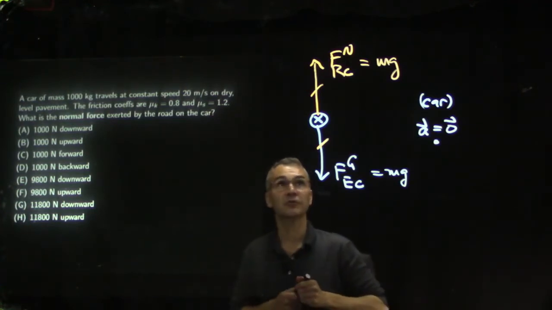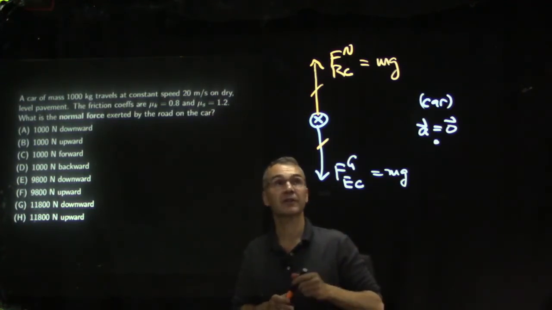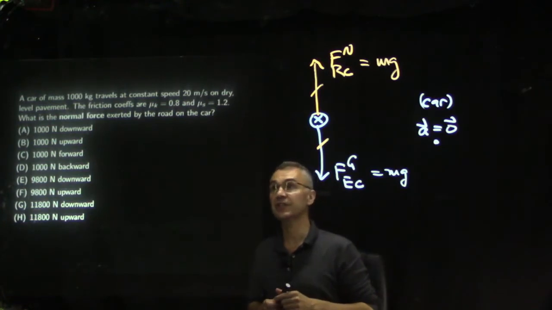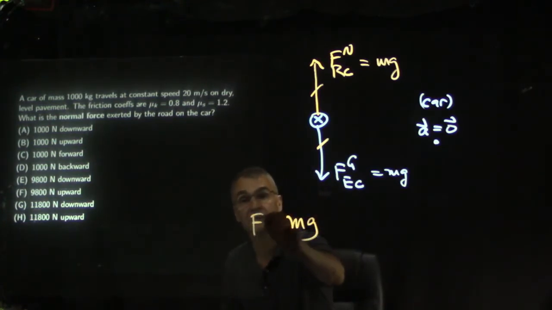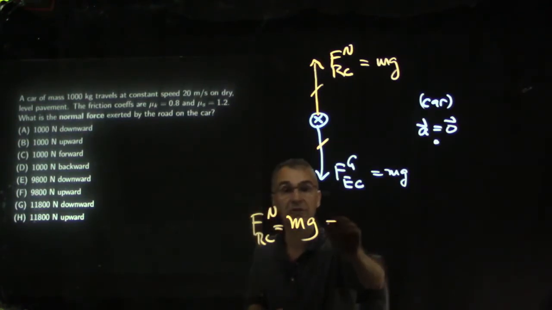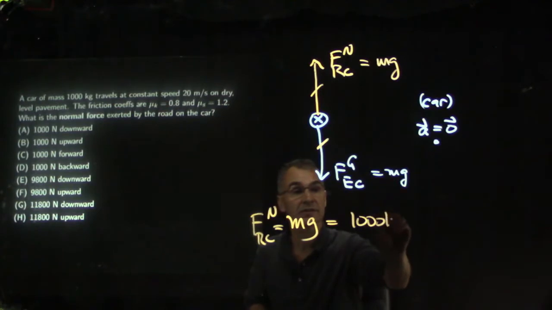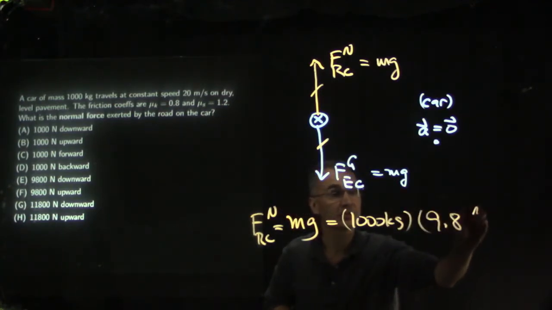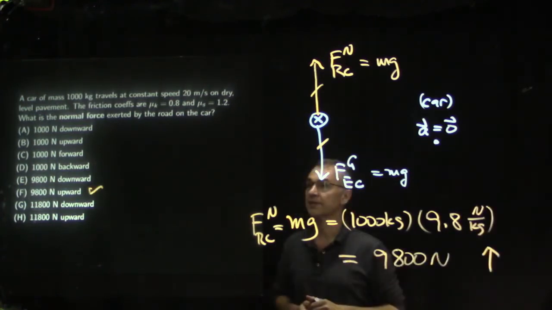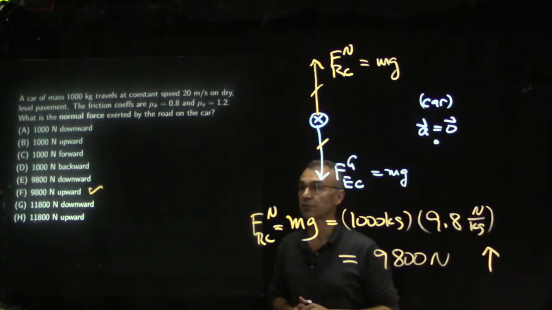So the normal force exerted by the road on the car is just g times the mass of the car. F normal by the road on the car is mg, which is 1,000 kilograms times 9.8 newtons per kilogram, which is 9,800 newtons upward.